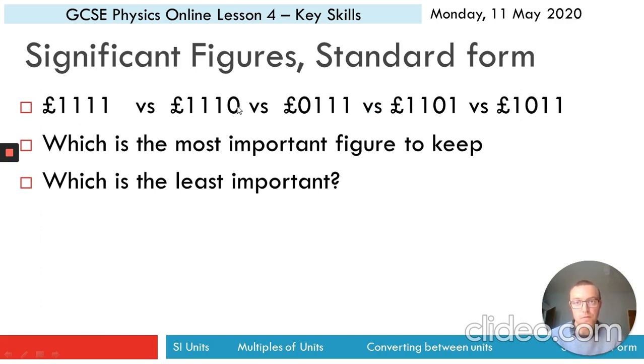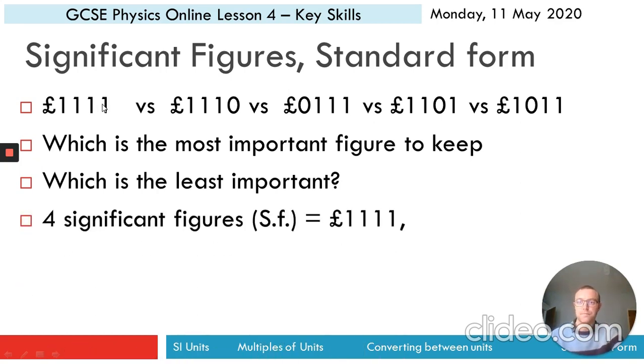If I drop off this digit of our £1,111, it's the least important. I've only lost £1. We call these significant figures. The number of significant figures is the number of digits that we include. £1,111 to 4 significant figures is the same. These are 4 significant figures.